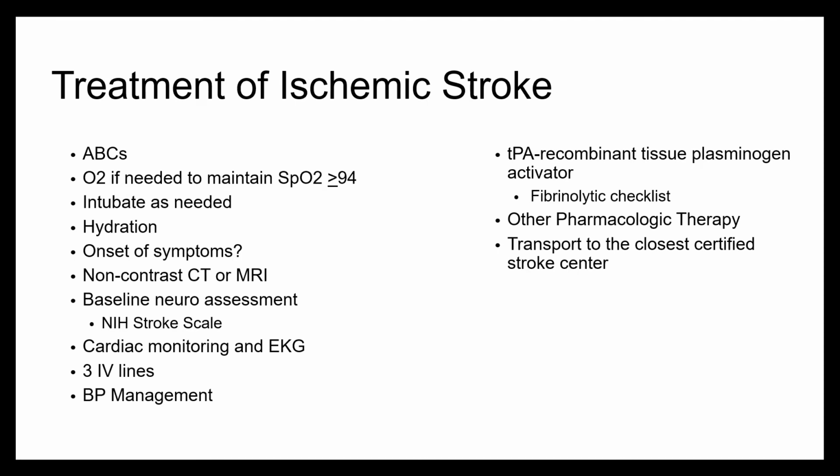When it comes to the treatment of the patient with an ischemic stroke, the overall goal in the acute management of these patients is to stabilize them and complete their initial evaluation and assessment, including all of their imaging and laboratory studies, within 60 minutes of their arrival to the healthcare facility. Our primary focus is going to be on their ABCs, so their airway, breathing, and circulation. If needed, we would apply oxygen to maintain an SpO2 greater than or equal to 94%.